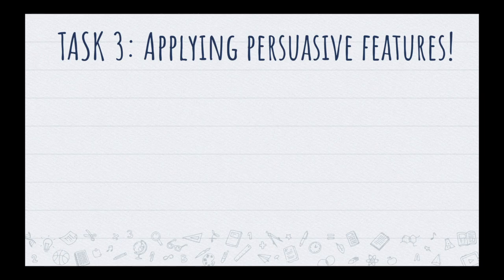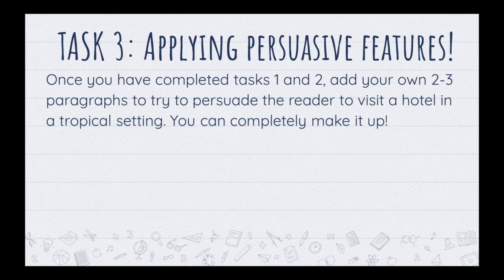After you finish this, you are going to be doing task number 3, which is on the same Google Doc, and you're going to apply the persuasive features to your own writing to show that you understand them and that you can try to use them in your own writing. So after tasks 1 and 2, I'd like you to add 2 to 3 of your own paragraphs to try and persuade the reader to visit a hotel in a tropical setting. So it's totally up to you what you include, but I do have some suggestions that I've included in the Google Doc to help you, such as perhaps writing about the swimming pools or perhaps writing about the rooms and what they're like. And I'd like you to use the success criteria to guide you with this task.